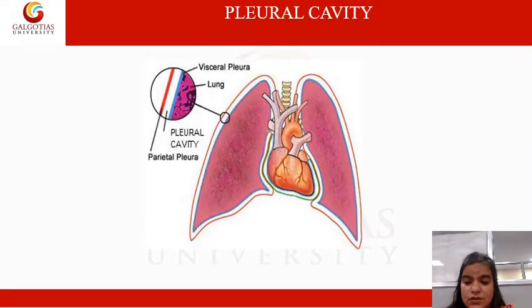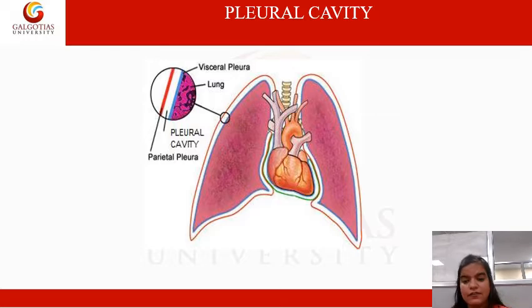So that's the basic structure of a lung, which looks like a double lobe, having two layers, the visceral layer and the parietal layer. You can see the outermost layer is the parietal layer, denoted by red color, and the visceral layer is the innermost layer, denoted by blue color. The space between the visceral layer and the parietal layer is known as the pleural cavity. Cavity means a hollow space. So in between these two layers there is a hollow space known as the pleural cavity.